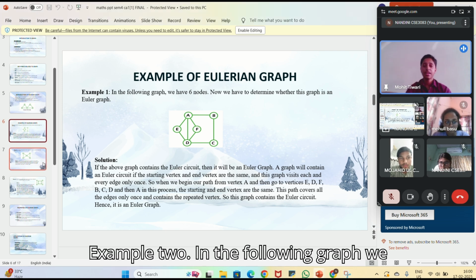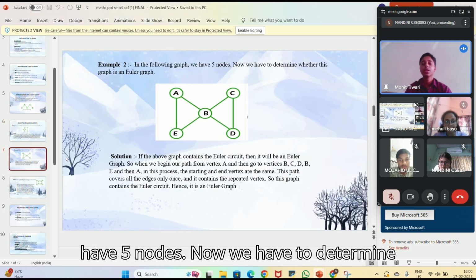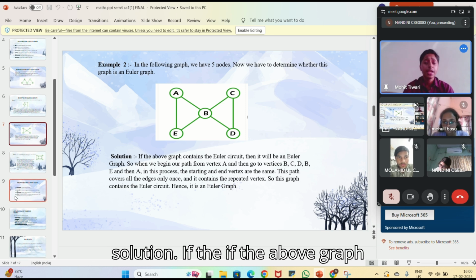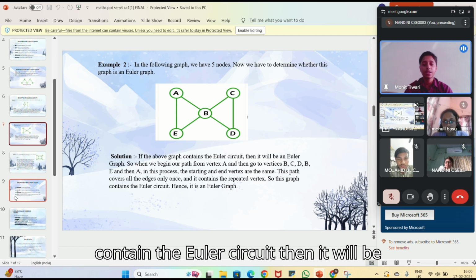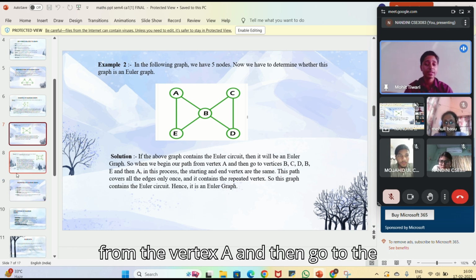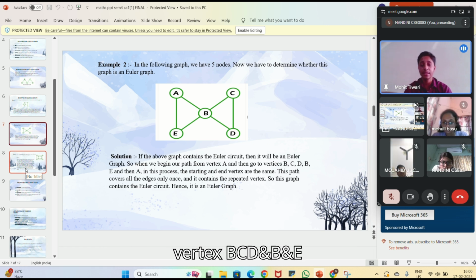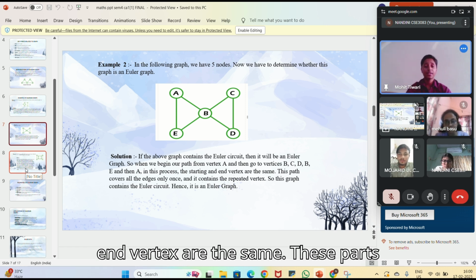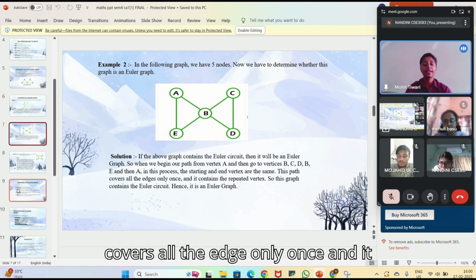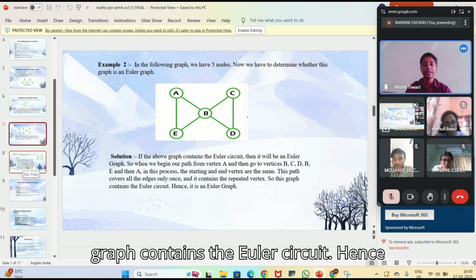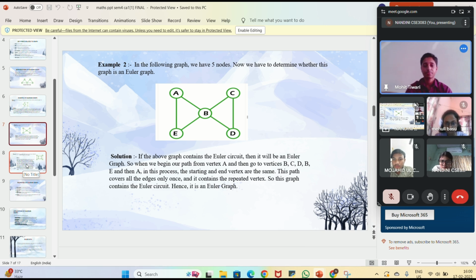Example 2. In the following graph, we have 5 nodes. Now we have to determine whether this graph is an Euler graph or not. Solution: if the graph contains an Euler circuit, then it will be an Euler graph. So when we begin our path from vertex A and then go to the vertices B, C, D, B, and E, then A, the starting and end vertex are the same. This path covers all the edges only once and contains a repeated vertex. So this graph contains the Euler circuit, hence it is an Euler graph.